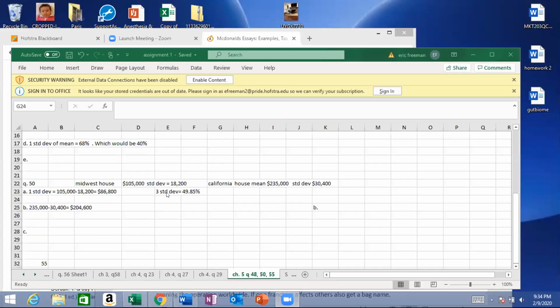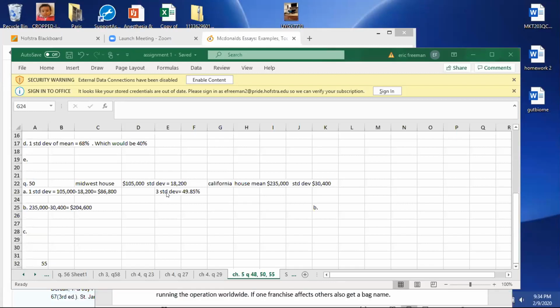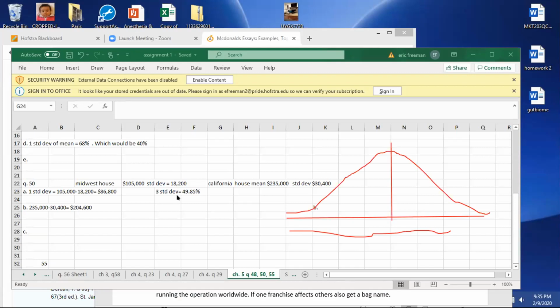All right. Let me draw the chart anyway, just so that we can get an idea. I've got this, and I draw my normal distribution, and here is my mean. Now what was the mean? 105,000. Where is their house? What's the amount for their house?